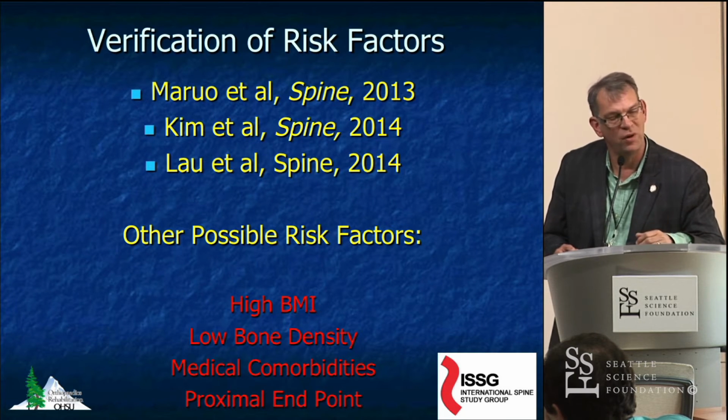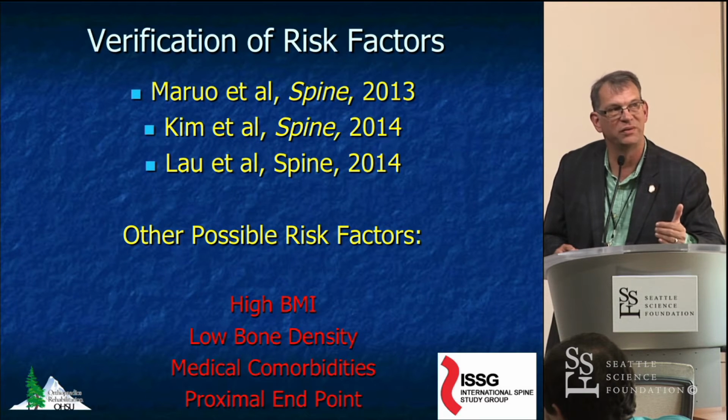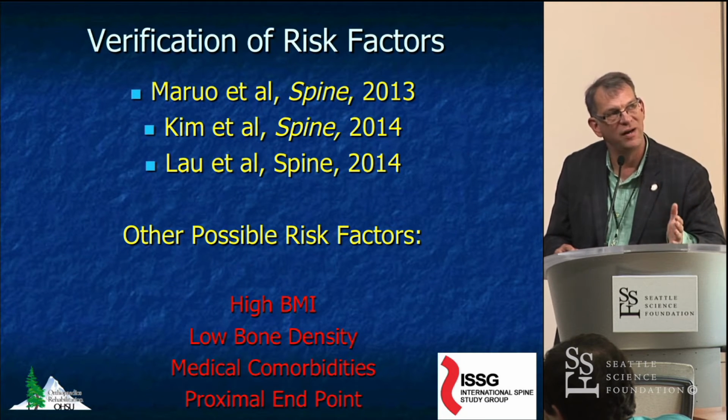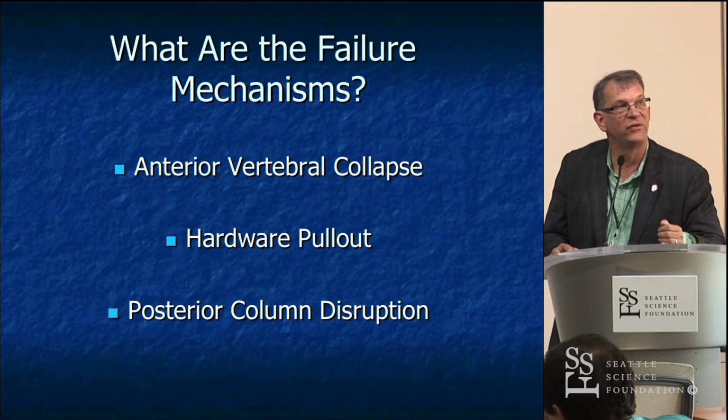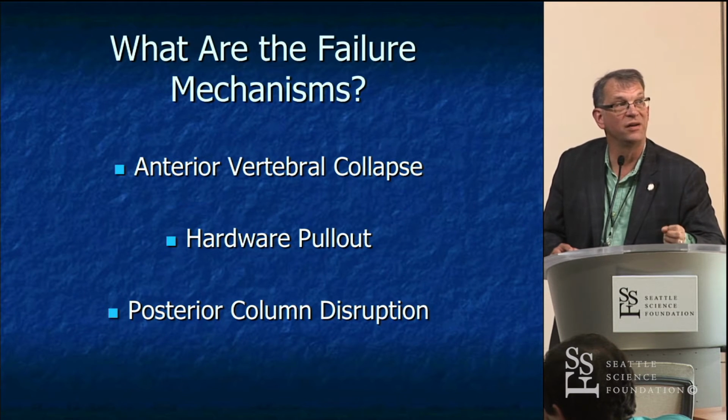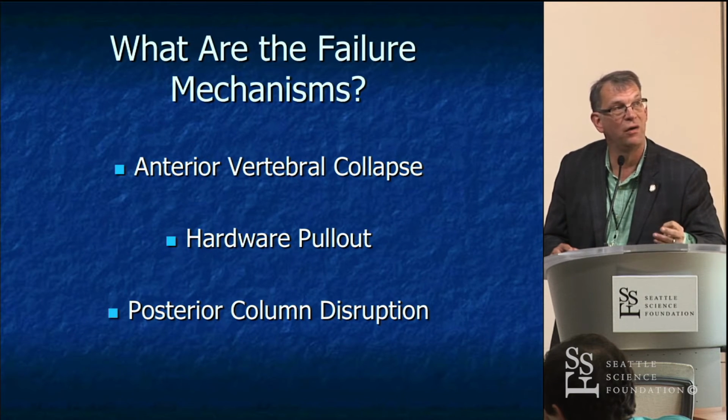And proximal endpoint has been discussed, and there are authors who believe that thoracolumbar endpoints are more prone to this complication than upper thoracic endpoints. The ISSG data so far has not proven that out, but it may be that is also a higher risk stopping point proximally. So what are the failure mechanisms? I've listed here three that I think are the primary ones.